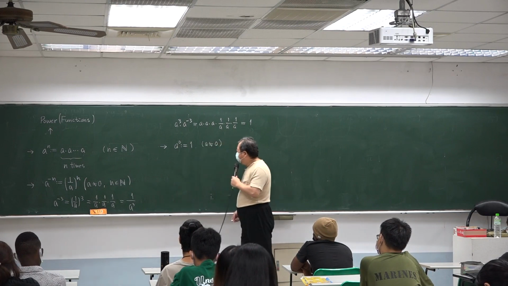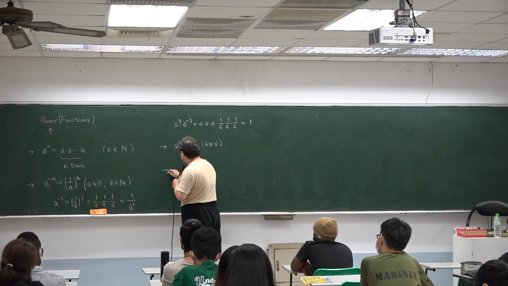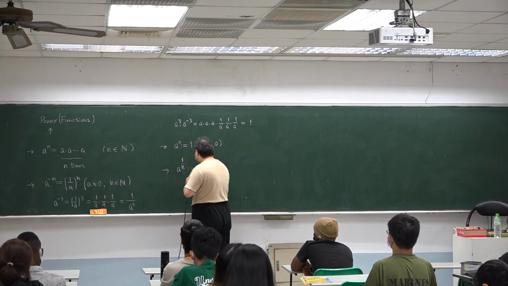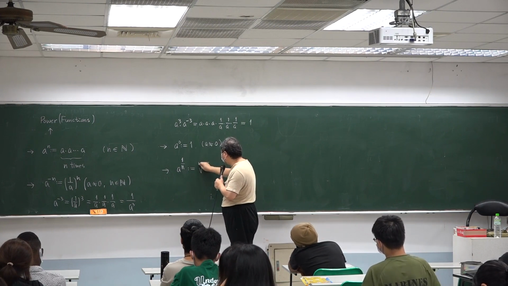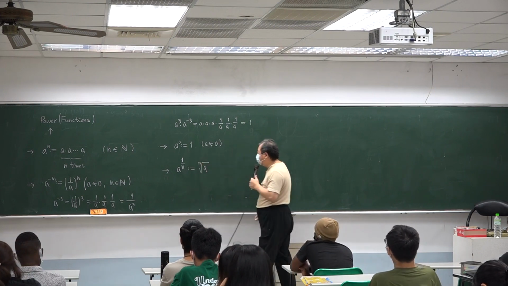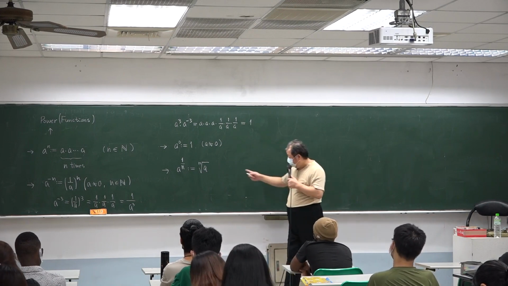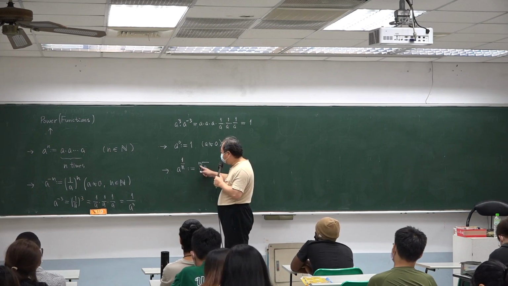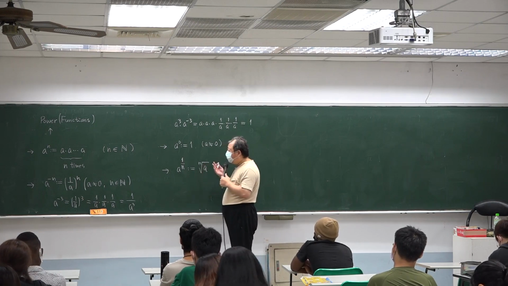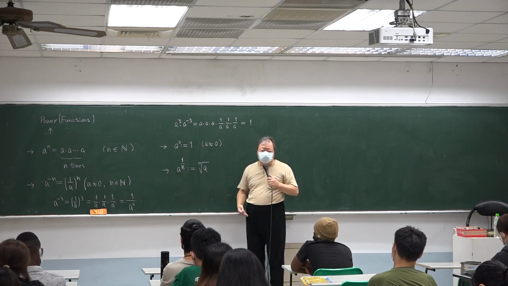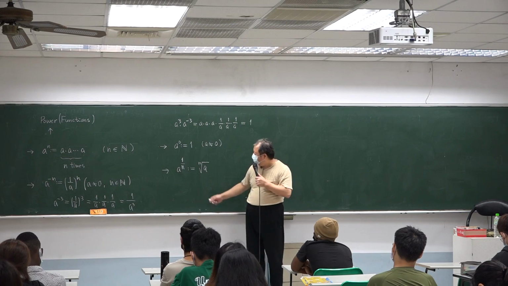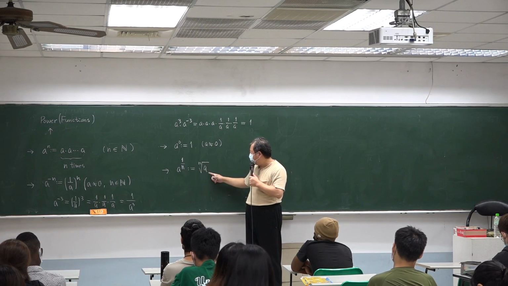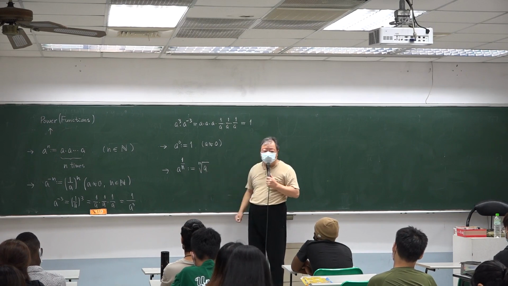In these two cases, well, how about this one? This one is defined to be the nth root of a. When n is an odd number, a can be positive, negative, or 0. If n is an even number, then inside this root notation, a is a non-negative number.